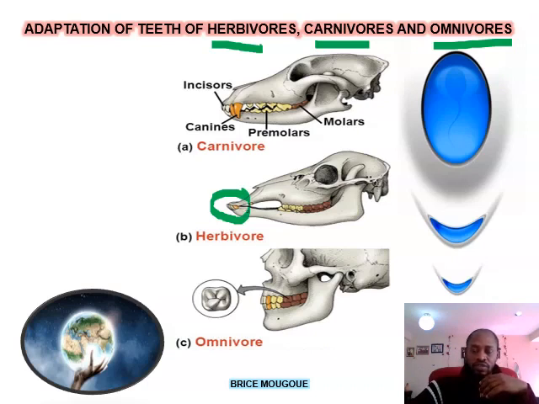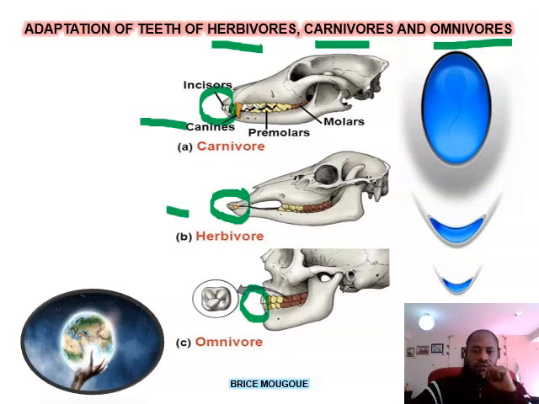But the incisors of the carnivores, for example the dog, are not that broad and flattened; they're pointy and small in size, kind of sharp. And that of omnivores like humans is more or less halfway between that of herbivores and carnivores.